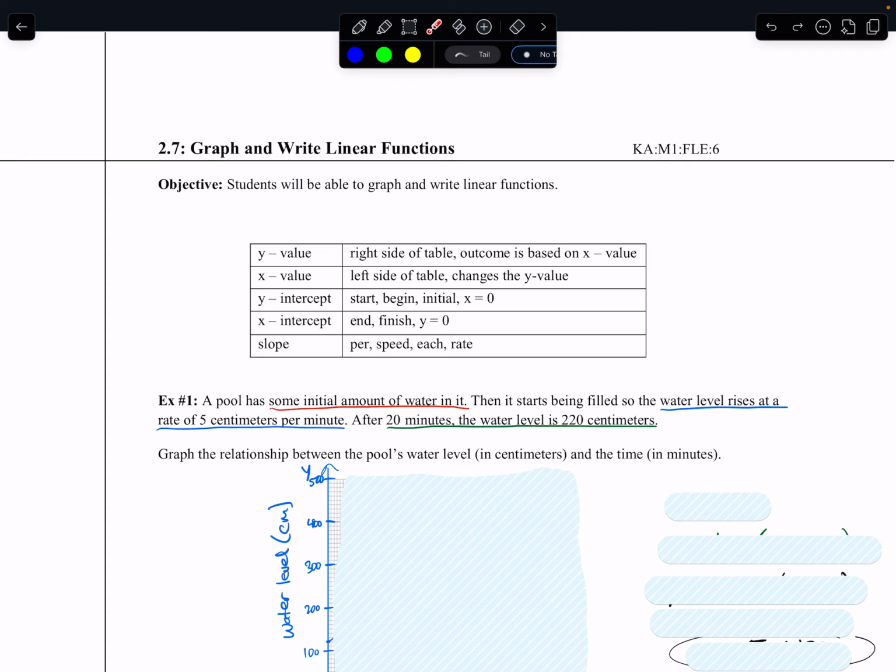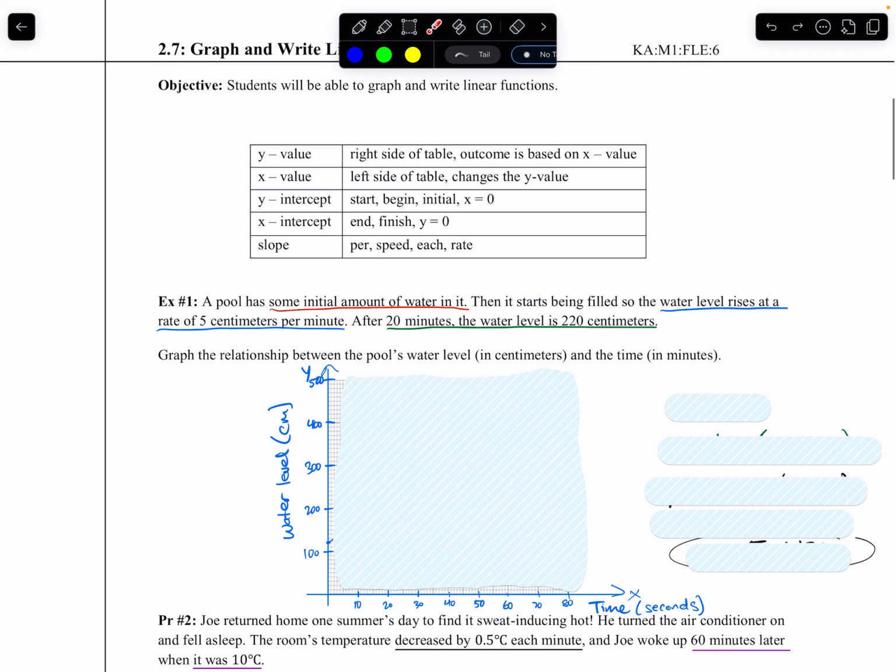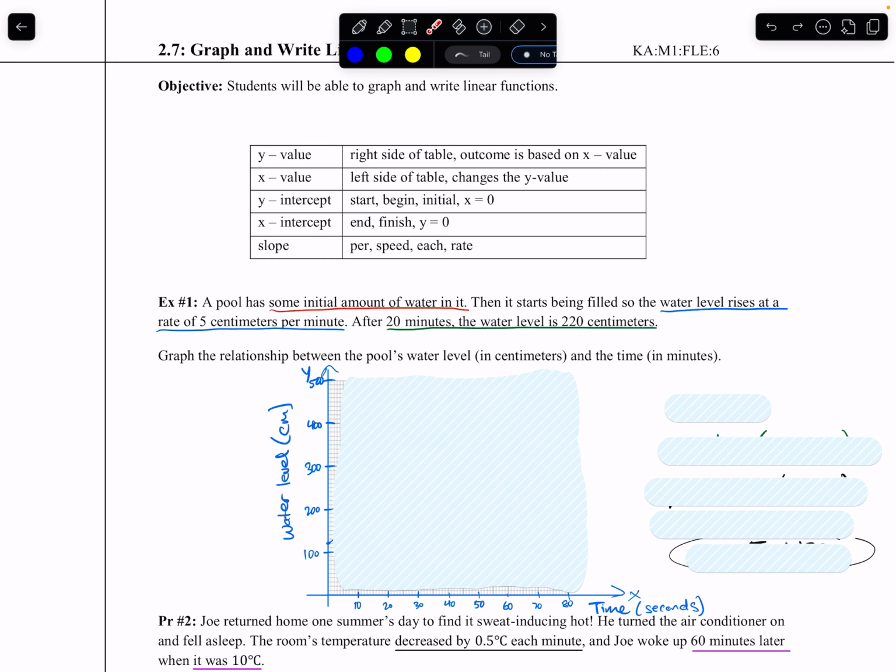Let's go ahead and tackle example number 1. So I already read through it and underlined the important information like we do in our word problem strategy, but I'll read through it one more time. A pool has some initial amount of water in it. So that initial amount of water, remember our initial stuff, that's our y-intercept. You can think of it as the b value if you're writing it in slope-intercept form, or you can think of it as a point, 0, something. That something is the b value. That is our y-intercept.